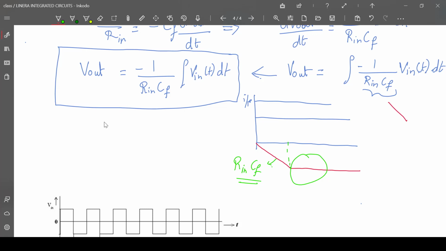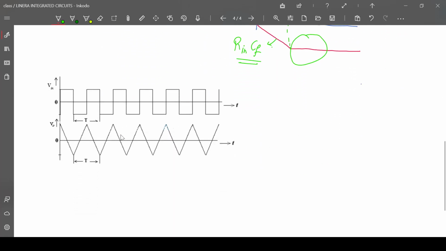So when you give a square input, this is what happens. When you give a square input, the corresponding slope will happen. A negative slope will happen. This is due to the corresponding resistance and capacitance value. If you change the resistance and capacitance value, the corresponding slope will change. So when you give negative voltage, you will get a positive rise. When you give positive voltage, you will get a negative rise.